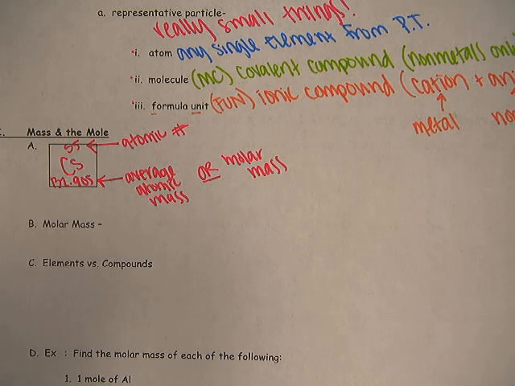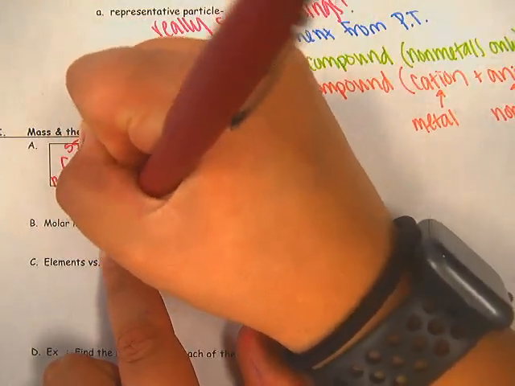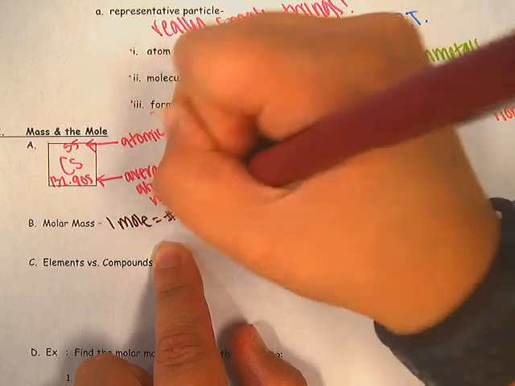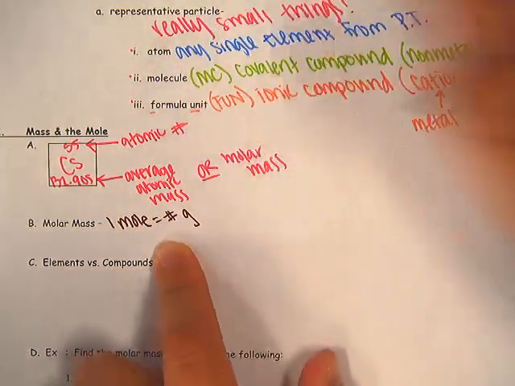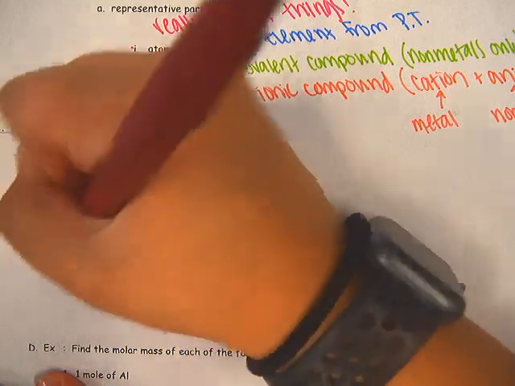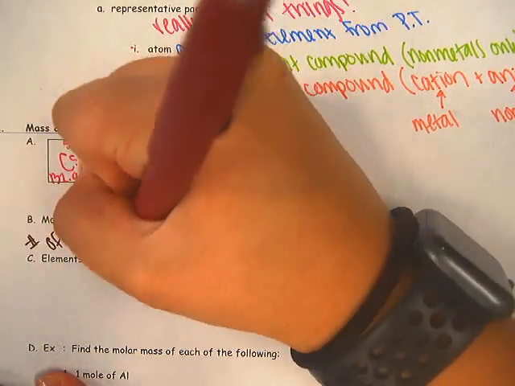We'll learn about average atomic mass in our next unit, so for now we're focused on the molar mass part of things. And molar mass is the amount of mass in a mole. So if you go look up molar mass, that's probably what the definition says, the mass of one mole of a substance. Molar mass, we're going to talk about as one mole of whatever it is equals the number of grams of that substance. So it's really the number of grams in one mole.